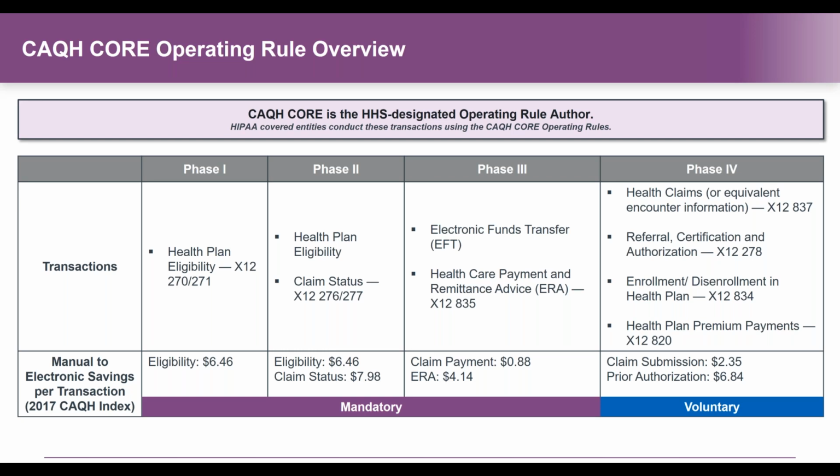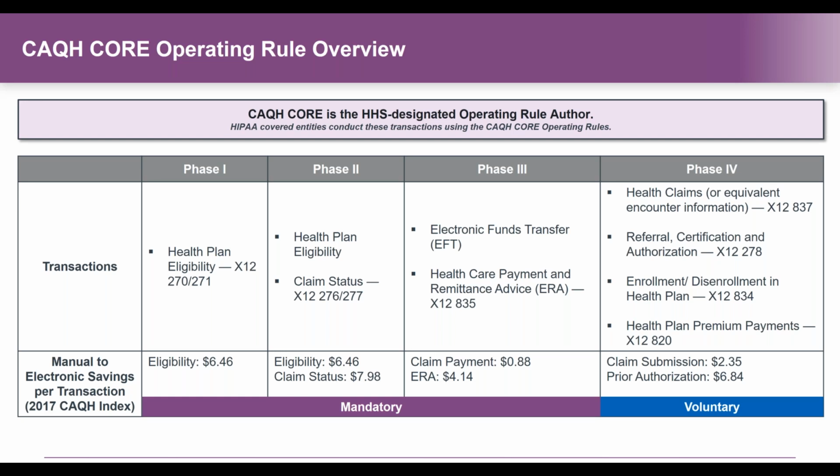Each phase focused on a specific functionality or interaction that a provider has with a health plan. In Phase 1, we focused on the eligibility transaction. In Phase 2, we extended those operating rules on eligibility, as well as added operating rules for the claim status transaction. In Phase 3, we have requirements and operating rules for the EFT and the ERA transaction. Moving into Phase 4, we built operating rules around the healthcare claim transaction, both the professional, institutional, and dental transaction, as well as the prior authorization, the enrollment-disenrollment transaction, and the health plan premium payment transaction.